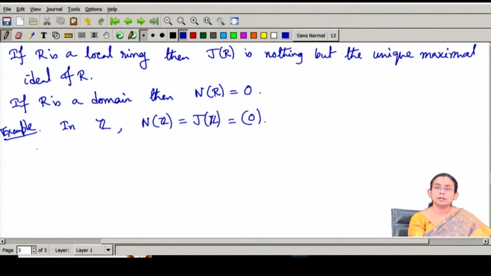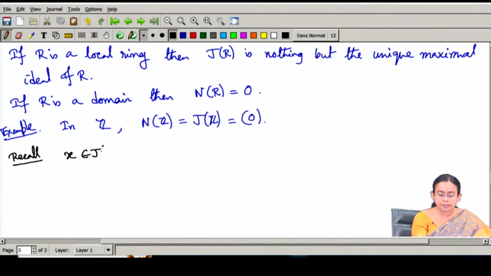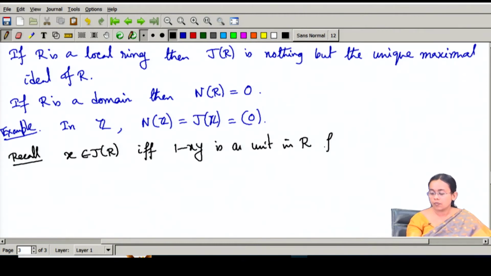Now you can see it in the following way. We will use the characterization, just for your recall, that an element x is in the Jacobson radical if and only if 1 minus xy is a unit in R for all y in R. This is the characterization that we saw last time, and we will use it to show that the Jacobson radical is nothing but the 0 ideal in this case.